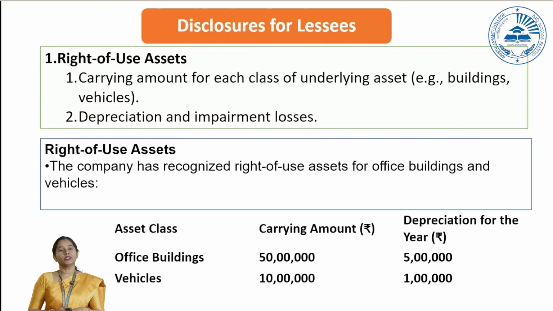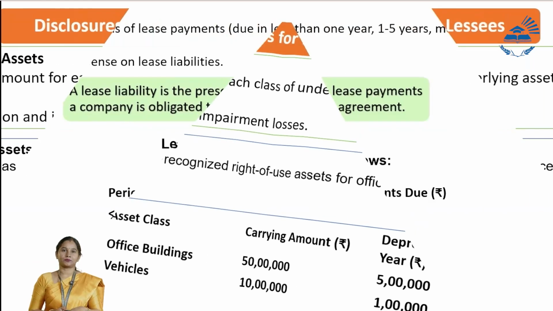Now, how will it be shown in the financial statement? The example I have given here is asset class, whether it is an office building or vehicles. What is the carrying amount for the particular duration, say 50 lakhs, and what will be the depreciation for the current year? A certain percentage will be calculated as depreciation. This information needs to be shown in their financial statement. That is the first and foremost disclosure from the perspective of the lessee.